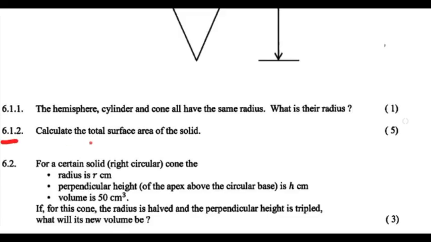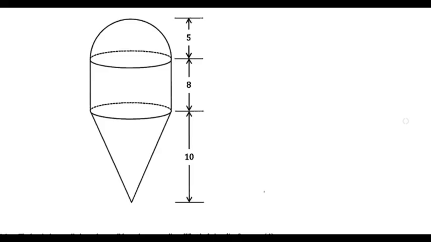Second question, it says calculate the total surface area of the solid. Now we need to find the total surface area. For the hemisphere, we need 2 pi r squared, which we have, and the lateral surface area for the cylinder we also got, and h we have 8. But here for the cone we don't have the slant height, so we need to find this slant height here.